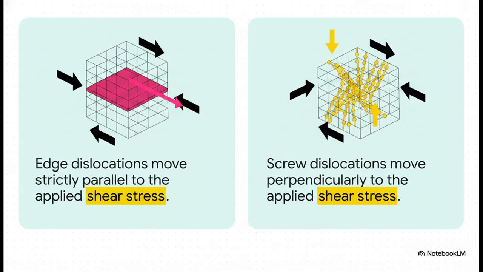Right, so the crucial takeaway here is this strict geometric rule that governs these foundational defects. We get parallel motion for pure edge components and perpendicular motion for pure screw components, all under the exact same shear stress. You'll definitely want to keep this rule in mind because it really dictates everything that follows.